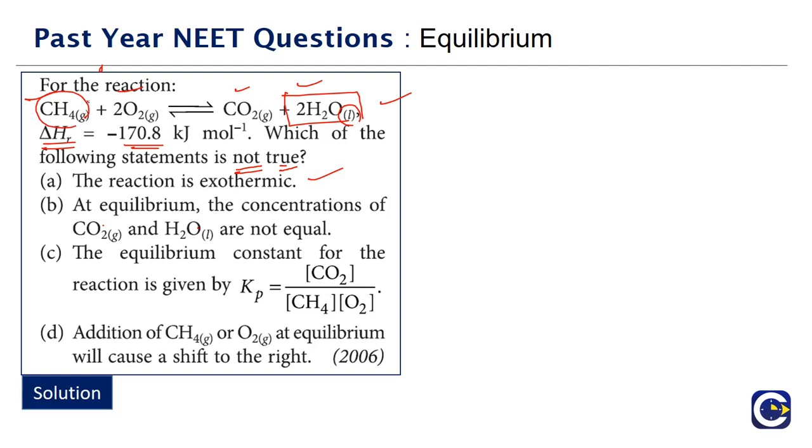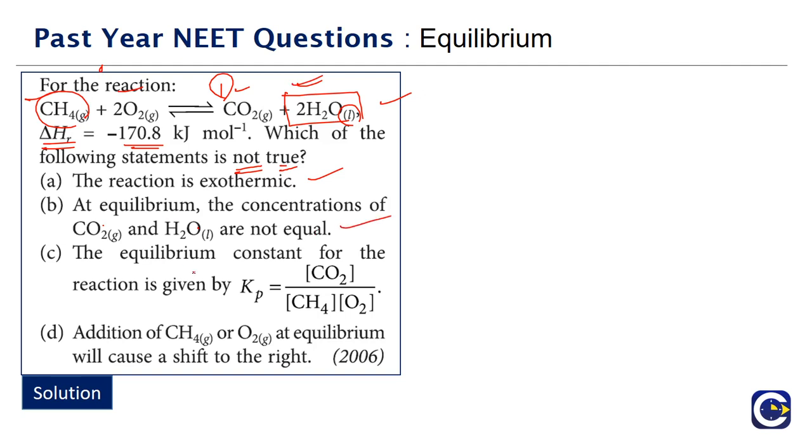Of course, since we're talking about the equilibrium concept, complete combustion never happens. But let's say, for example, if 1 mole of methane is consumed, then 1 mole of CO2 will be formed as per the reaction and 2 moles of water will be formed. So which means the concentrations of CO2 and H2O at equilibrium will not be equal to each other. So this is also correct.